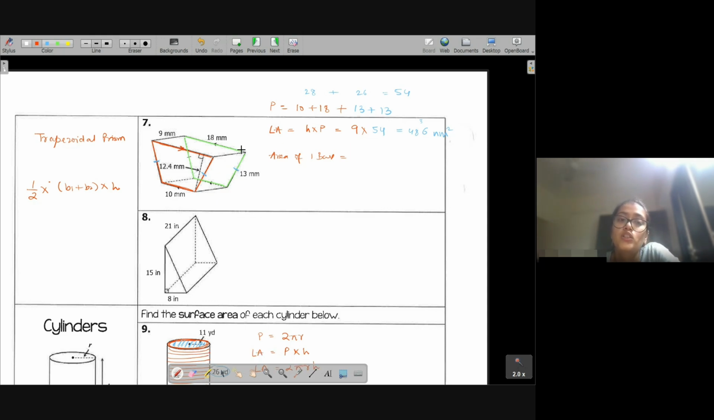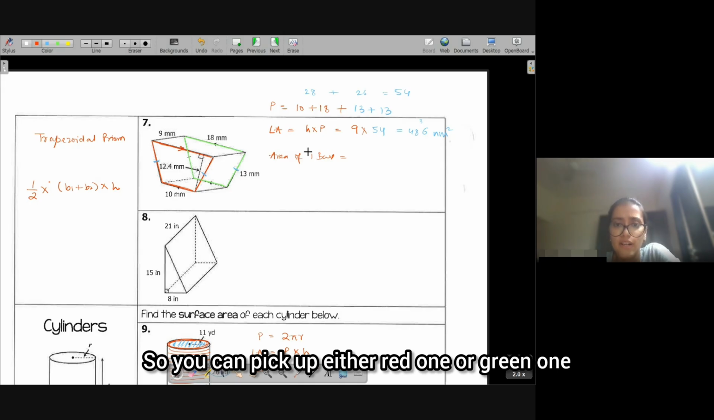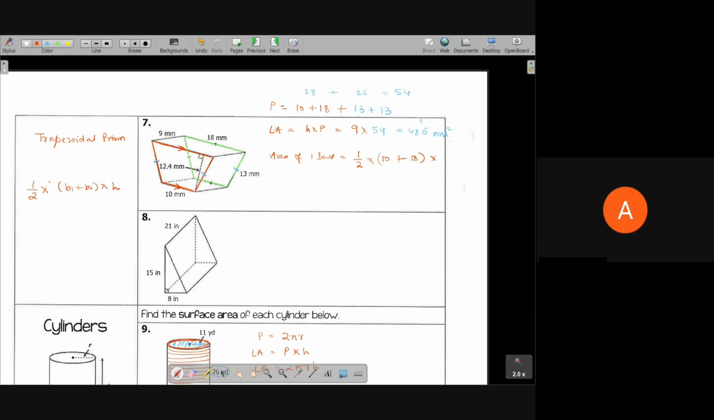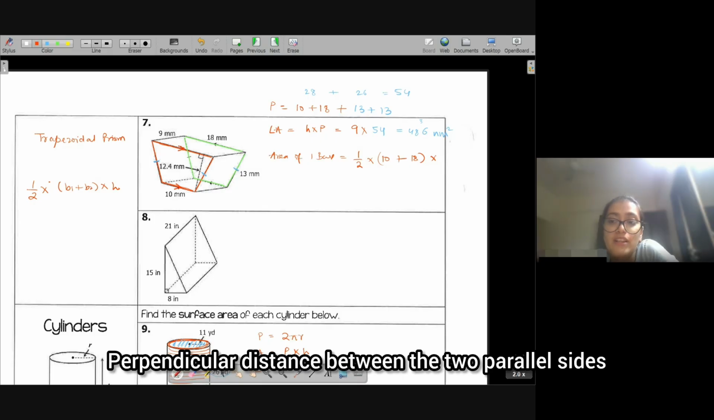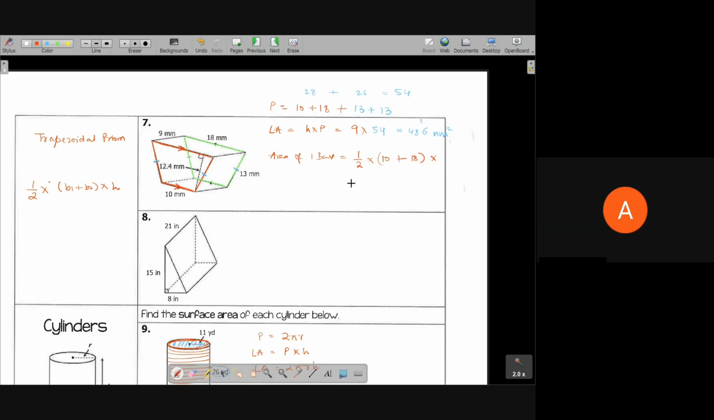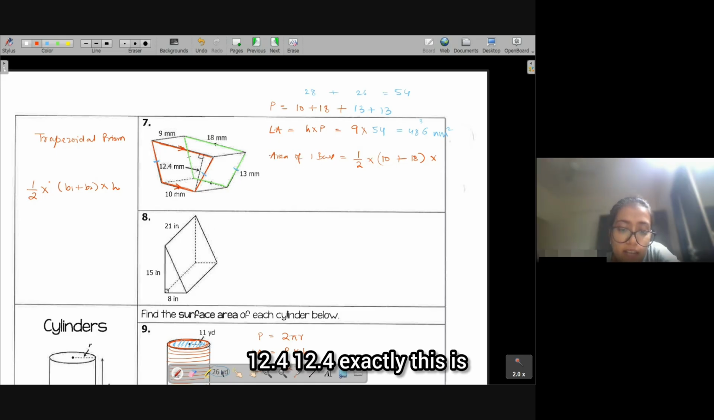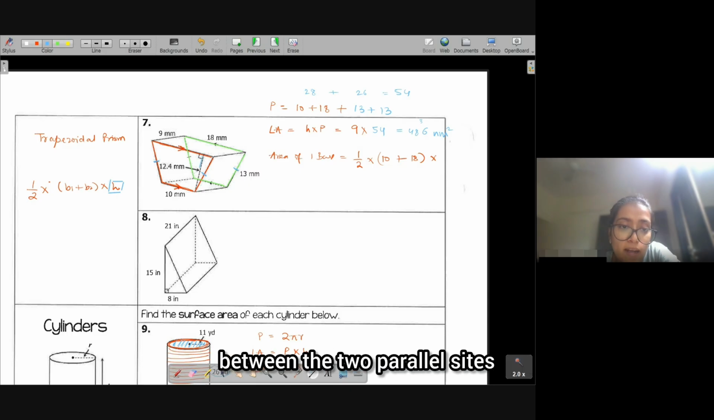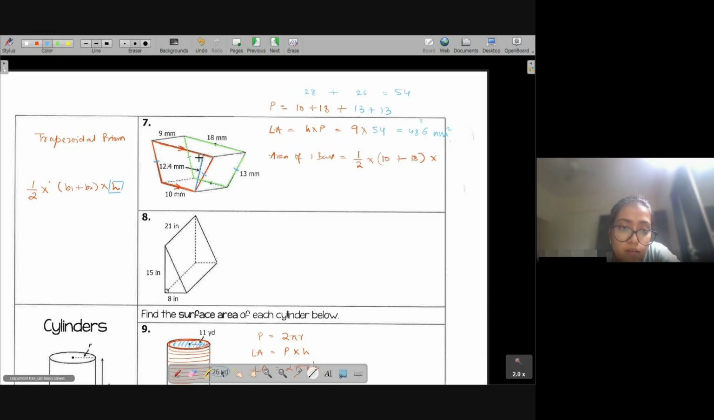Okay. So you can pick either the red one or the green one, so 1/2. If we pick the red one, the 2 parallel sides are 10 and 18. And what is the height? Perpendicular distance between the 2 parallel sides. Oh, 12.4. 12.4, exactly. So height is always the perpendicular distance between the 2 parallel sides, which is 12.4.